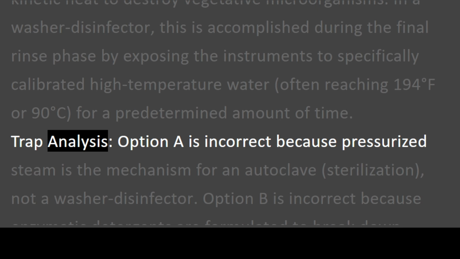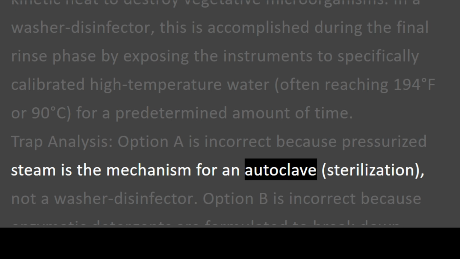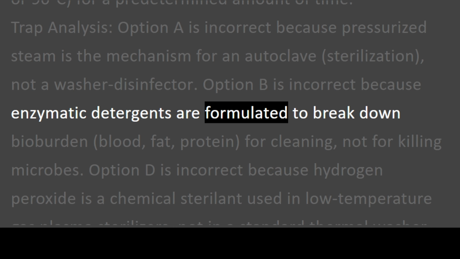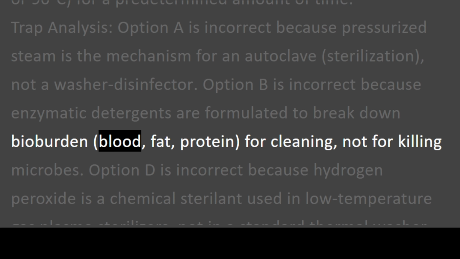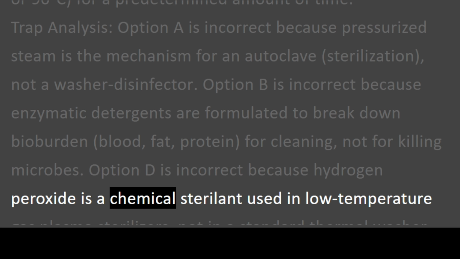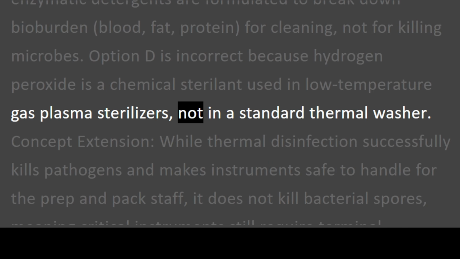Trap analysis. Option A is incorrect because pressurized steam is the mechanism for an autoclave, sterilization, not a washer disinfector. Option B is incorrect because enzymatic detergents are formulated to break down bioburden, blood, fat, protein, for cleaning, not for killing microbes. Option D is incorrect because hydrogen peroxide is a chemical sterilant used in low-temperature gas plasma sterilizers, not in a standard thermal washer.